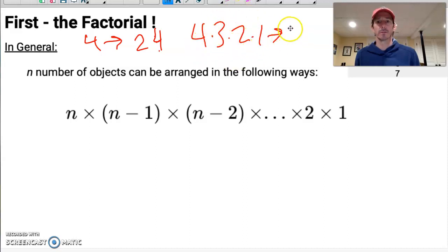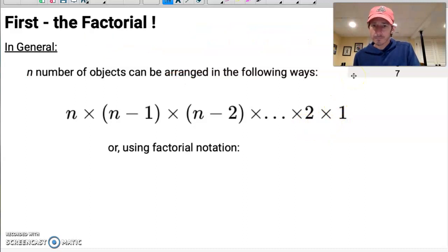And 6 times 4, 24. And so this is the general formula. If I have n number of objects and I want to arrange them, oops, sorry, I didn't mean to cross that out. I can do it in this many ways: n times n minus 1 times n minus 2 times etc., all the way down to 2 and 1. That is the general formula, and that is the factorial function or factorial notation.